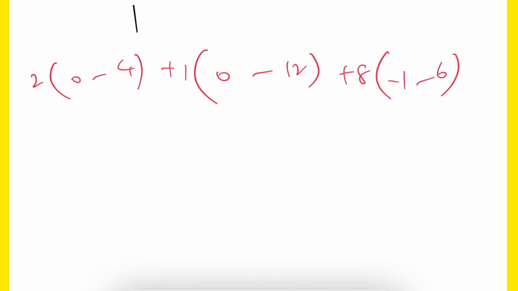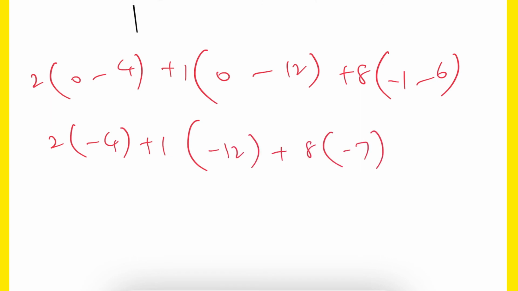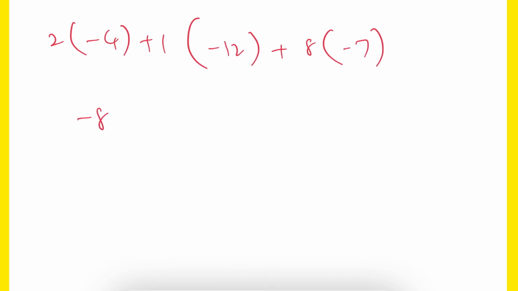Let us simplify this. 2 into 0 minus 4 is minus 4, plus 1 into 0 minus 12 is minus 12, plus 8 into minus 1 minus 6 minus 7. 2 into minus 4 minus 8, plus 1 into minus 12 minus 12. Next plus into minus minus 8 7 is 56. Minus 8 minus 12 minus 20 minus 20 minus 56 minus 76. And this is the value of delta 3 now.